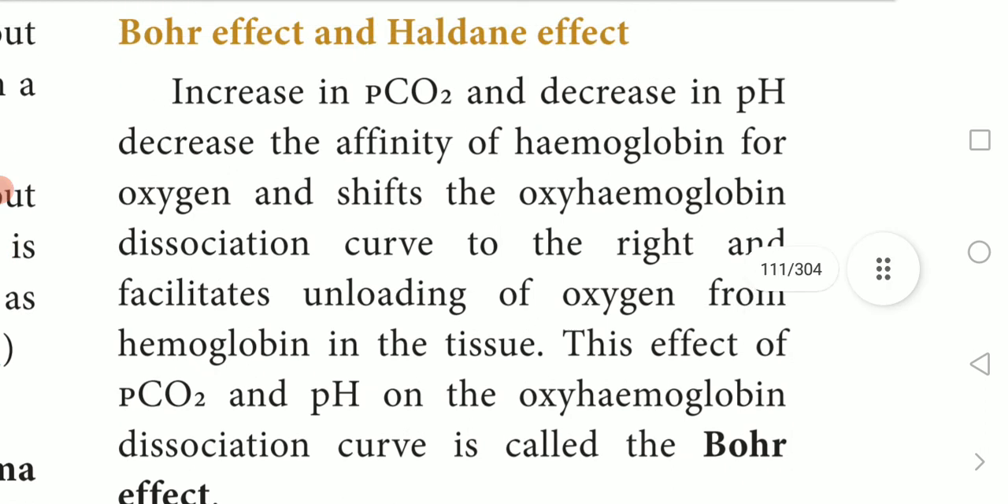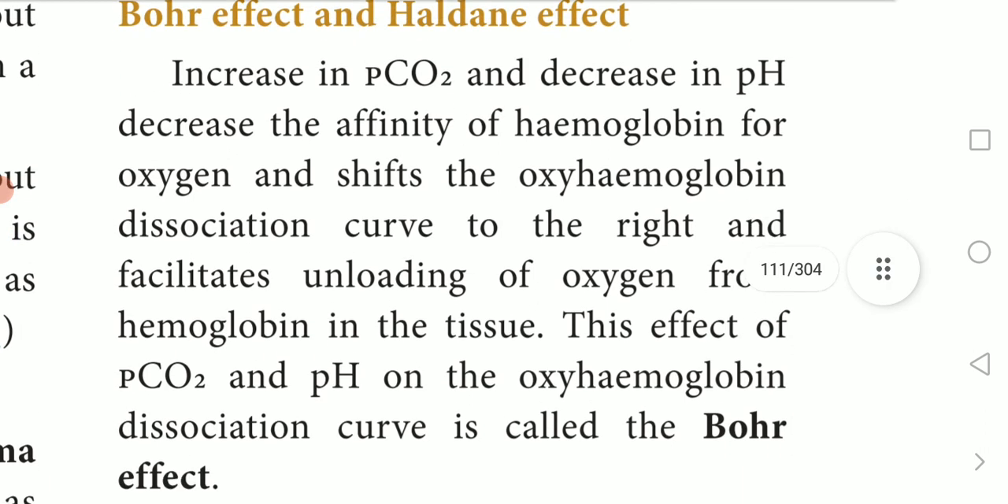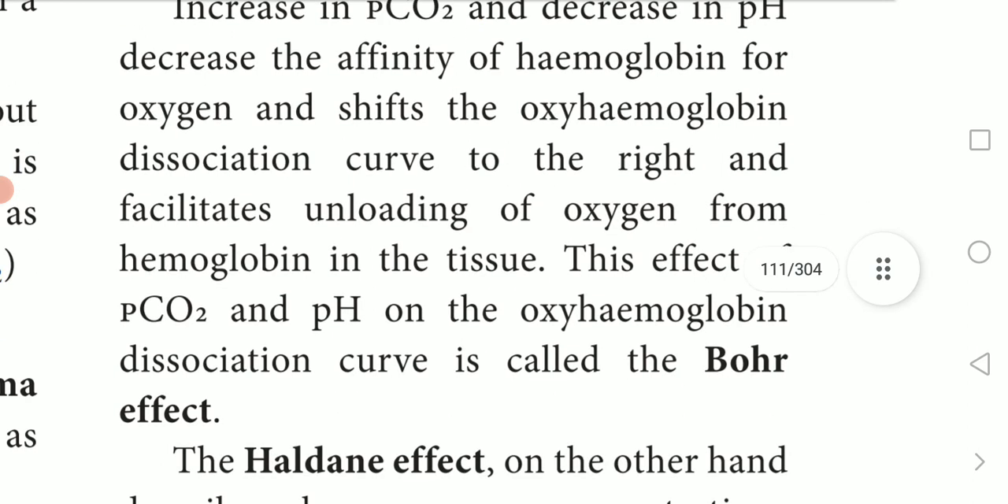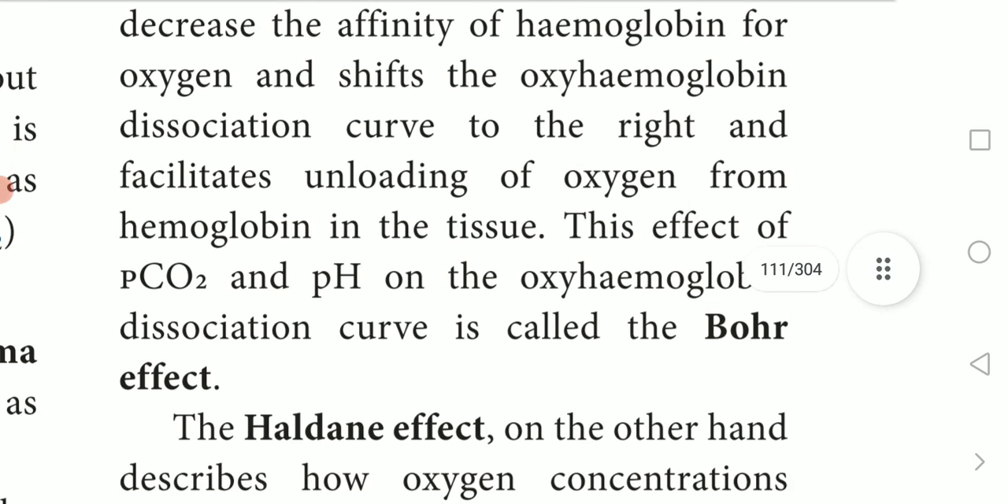Okay, during the Bohr effect, what happens? The dissociation of oxyhemoglobin takes place. During that time, the sigmoid curve automatically shifts to the right side. Here, dissociation of oxyhemoglobin means oxygen and hemoglobin unload, they separate. That's what they say here: they separate, facilitating unloading of oxygen from hemoglobin in the tissues.